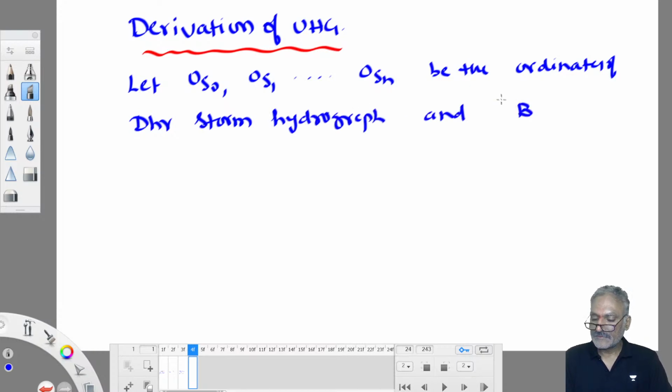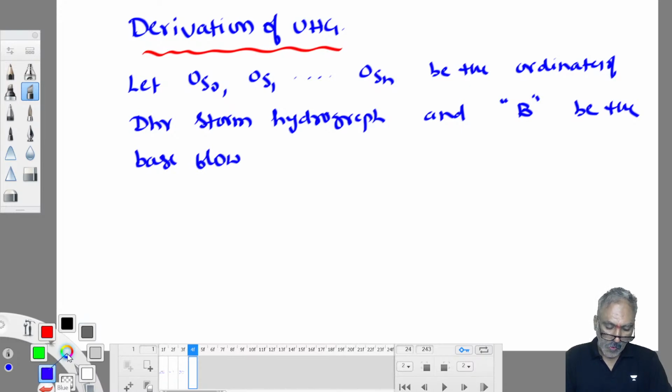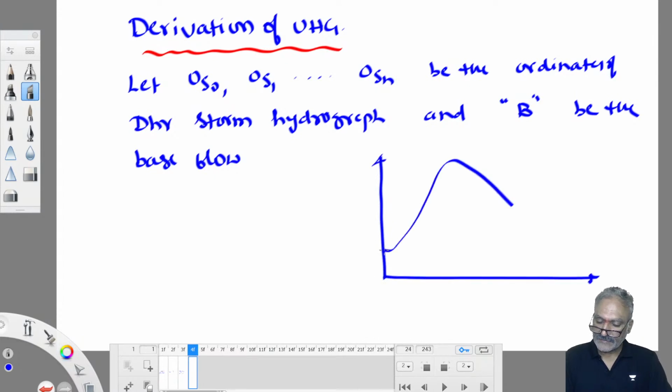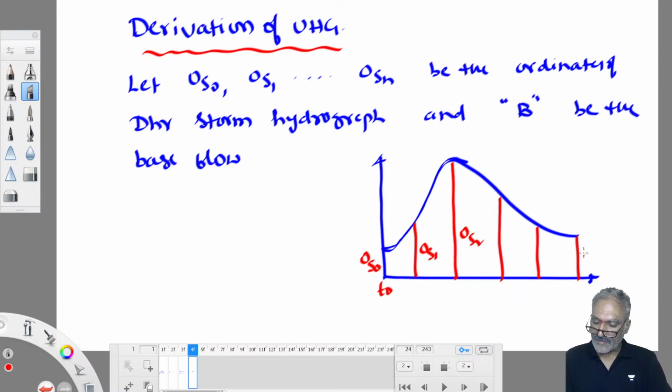And B be the base flow. This is known to you. So the storm hydrograph represents a real storm. That hydrograph is given in terms of ordinates. The first ordinate is OS0 at time T0, the second ordinate is OS1, the third is OS2, and so on up to OSN, at times T0, T1, T2, ..., Tn. B, the base flow, is also given to you.